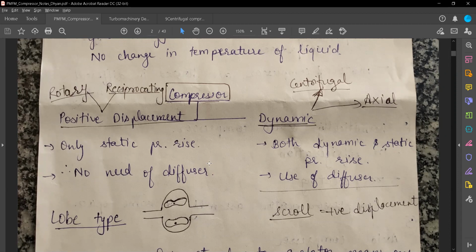So if the fluid gains some dynamic head, which can be converted to static pressure rise, then a diffuser is used at the end of the compressor, that is the outlet. The diffuser section will reduce the velocity and increase the pressure, so we'll have more static pressure rise. But here, when there is no increase in velocity of the fluid, we do not need the diffuser. While in the dynamic type, there is an actual increase in velocity. There can be two types of dynamic compressors: centrifugal compressor and axial compressor.